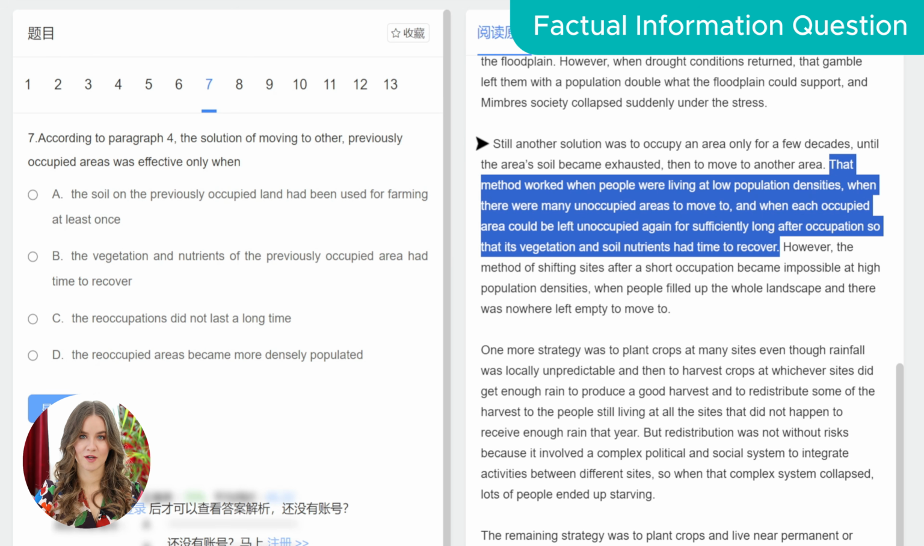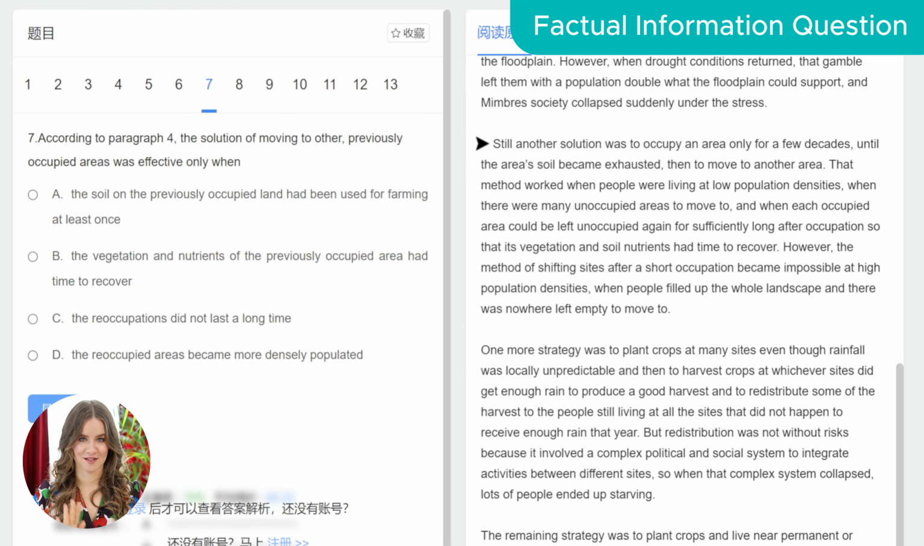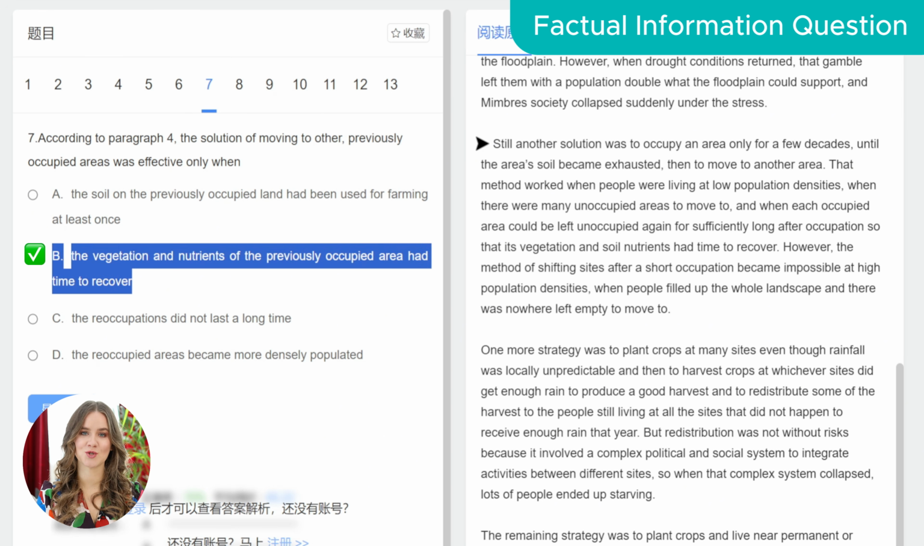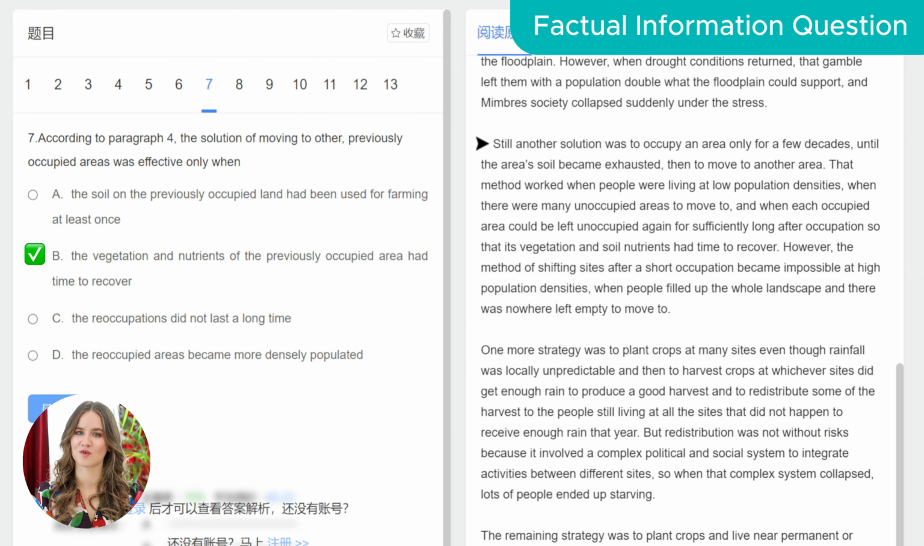So basically, what they're saying here is that this method was effective when the population wasn't very dense. As a result, there were many unoccupied areas people could move to, and the previously occupied areas could be left empty for a while, allowing the vegetation and soil nutrients to recover. Keeping this information in mind, I go back to the answer options. As I read them, you can pause the video now to find the correct answer yourself first. I immediately see that B is correct. The vegetation and nutrients of the previously occupied area had time to recover. That's exactly what we read in the passage.